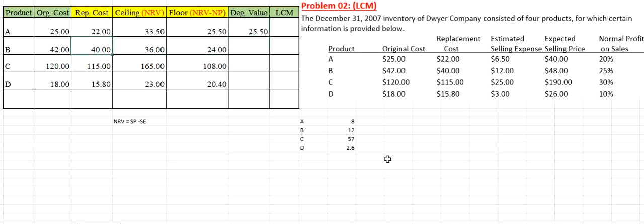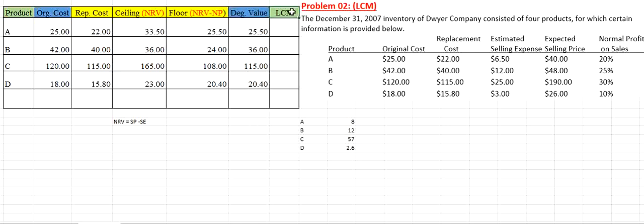Then we have 40, 36 and 24. So 24 is the smallest value, 40 is the highest value, and 36 is the mid value. We have 115, 165, 108 for product C. So if I'm not wrong, 115 is the mid value. And for product D, we have 18, 15.80, 23, sorry, not 18, 15.80, 23 and 20.40. So we got 20.40 as the mid value of D. That's the designated value.